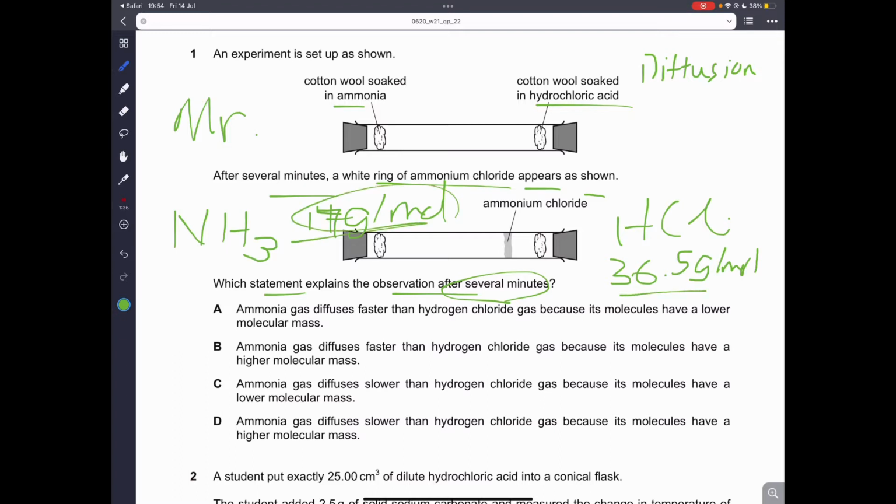Now you can see the heavier the Mr, the more Mr it has, the slower the rate of diffusion. It is basically heavier. So then ammonia is going to diffuse faster because of its lower molar mass. So it will diffuse faster than hydrogen chloride gas because its molecule has a lower molecular mass. So number 1 is A. Okay, let's move on to the next question.